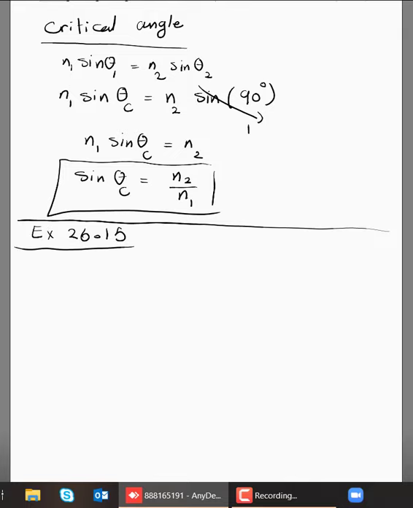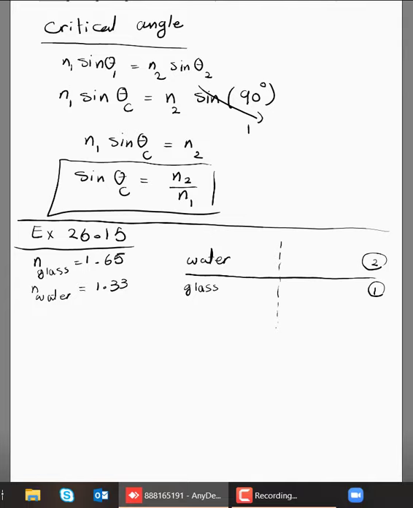Example 26.15, and I'm going to only do part B. Part A is very similar, just with a different number. It says consider a sample of glass whose index of refraction is n glass = 1.65. Find the critical angle for total internal reflection for light traveling from this glass to water. Now for water, the index of refraction is given to be 1.33.